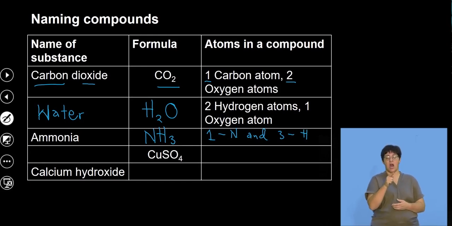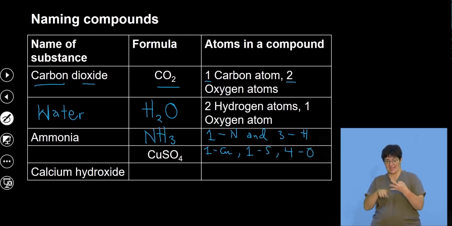And then from this formula, we are able to work backwards and actually determine the name of the substance. This substance consists of 1 copper atom, and then 1 sulfur atom, and then 4 oxygen atoms, okay? So the name of the substance is copper sulfate, right? So that's the name.